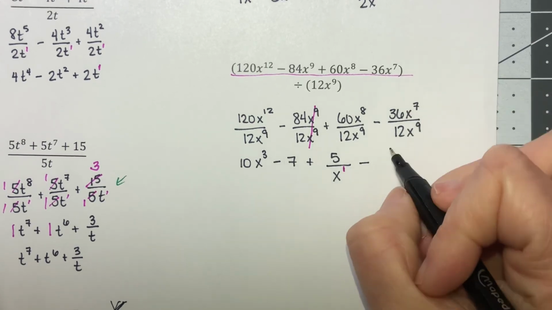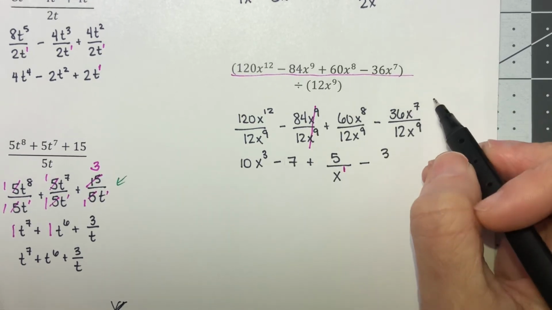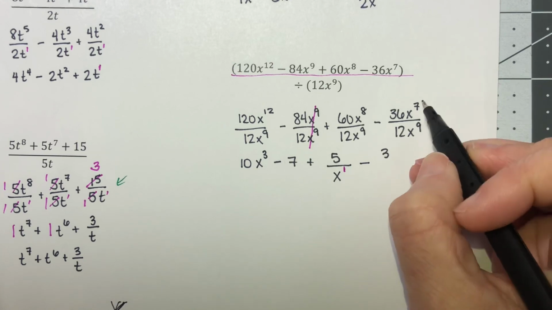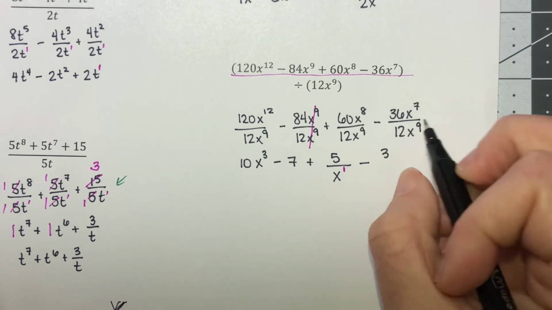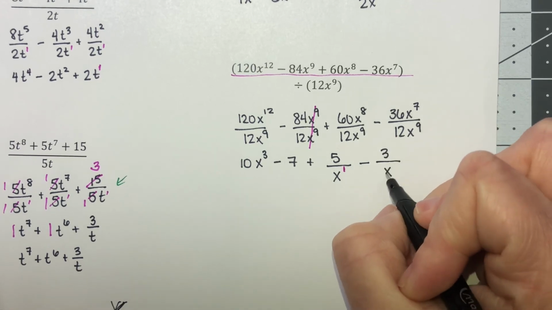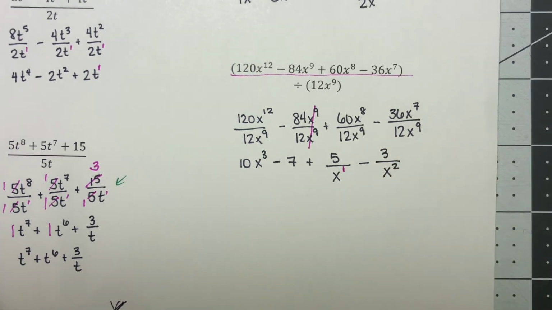36 divided by 12 is 3. I have 9 here, 7 here. There are going to be 2 left over. 9 minus 7 is 2. 9 is larger, so my x squared goes in the bottom, and that will be my answer.